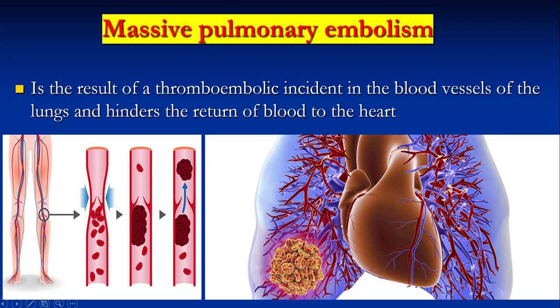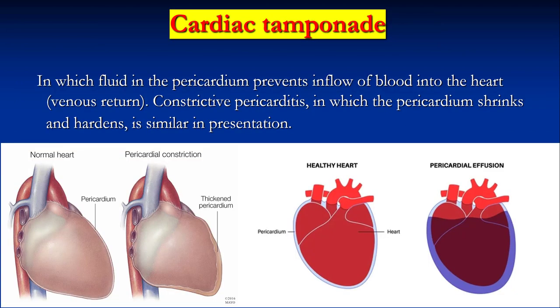Massive pulmonary embolism. Massive pulmonary embolism is the result of a thromboembolic incident in the blood vessels of the lung and hinders the return of blood to the heart. A thrombus occurs in the DVT, or a thrombus occurs in the leg veins, and when it is detached, it is transported by the blood into the heart and from the heart to the lung, where it gets stuck in the blood vessels and causes obstruction to the vessel and prevents return of blood from the lung to the heart, and in this way causes low cardiac output and leads to shock.